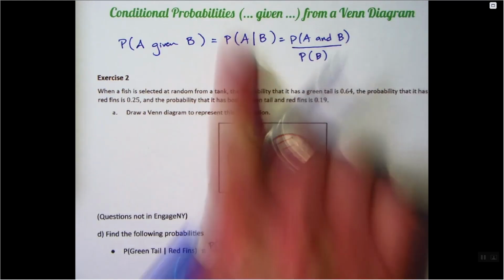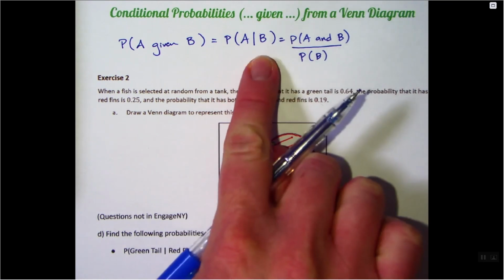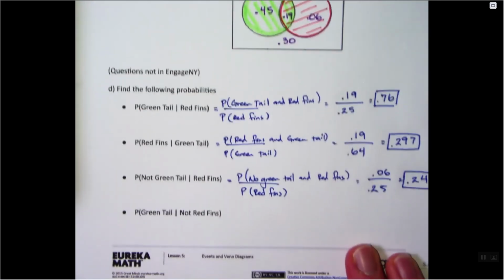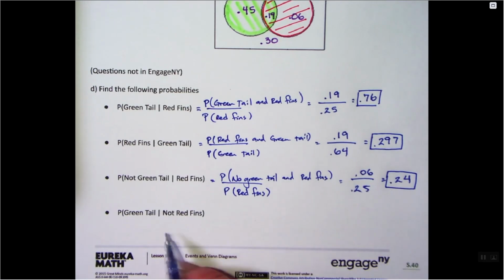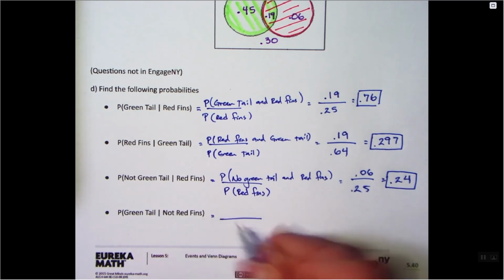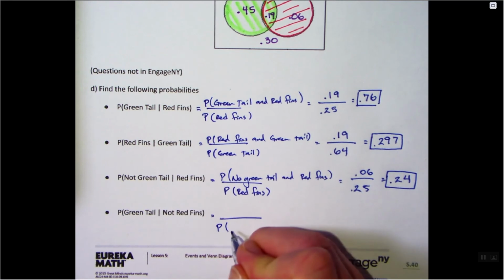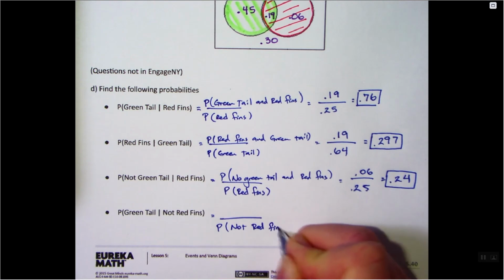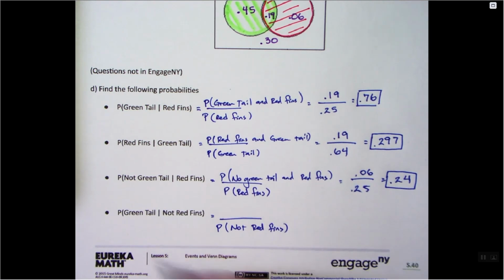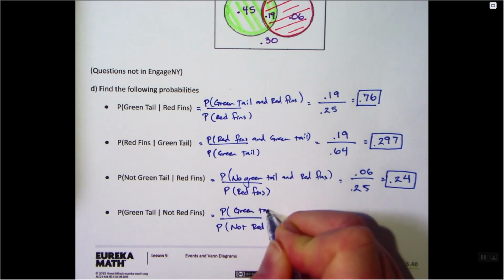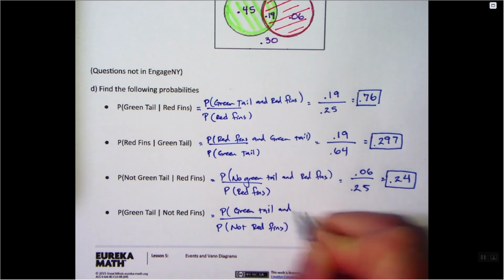Okay, and again, I'm really just using this formula over and over and over again. Okay, the second given, this condition, is on the bottom, and the top is both things happening. So one last one. Probability of green tail given not red fins means I'm looking out of the ones where the condition is not red fins, so I'm looking only at the ones where they don't have red fins. What's the chance that it also has a green tail? So probability of green tail and not red fins.